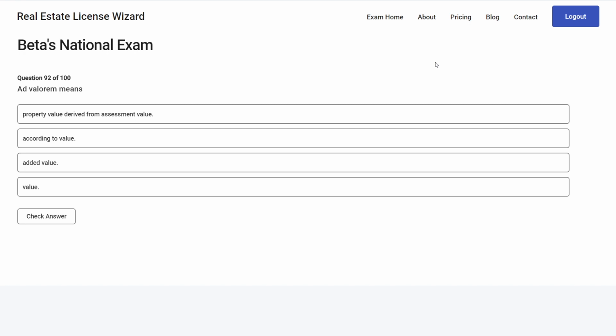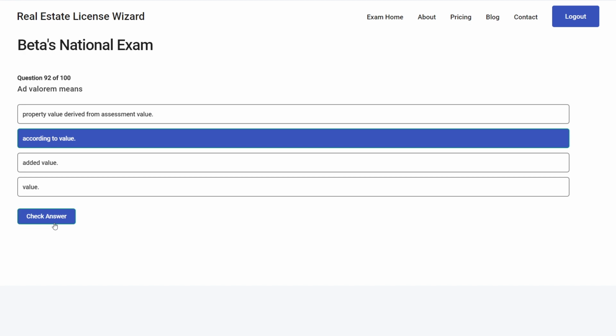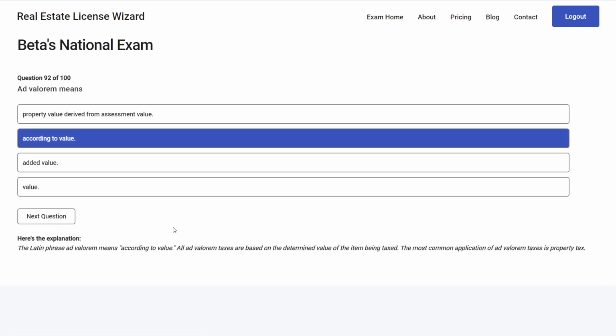All right, you guys figure it out? Okay, so ad valorem, what does that mean? Well, that means according to value. It's actually Latin for according to value. It's super important to understand because ad valorem comes up on the exam all the time. They want you to know this. It's just one of those terms that you need to know. But yeah, the most common application of ad valorem taxes is property tax. All right, next question.